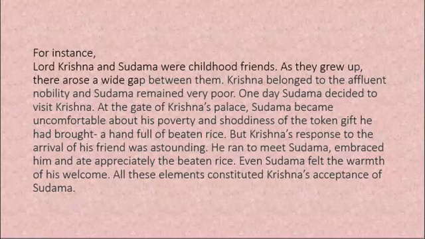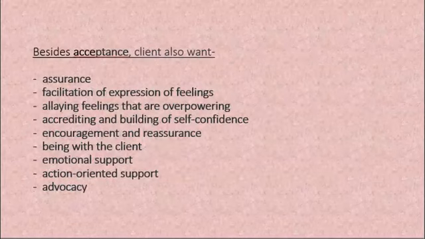So, this is a wonderful story which gives the essence and importance of one of the important supportive techniques, and that is acceptance. When we accept someone, we have to accept the person as he or she is, wholeheartedly, without being judgmental, without being biased. Now, besides acceptance, the client also wants assurance, facilitation of expression of feelings, ailing feelings that are overpowering, accrediting and building of self confidence, encouragement and reassurance, being with the client, emotional support, action oriented support. Last but not the least is advocacy.